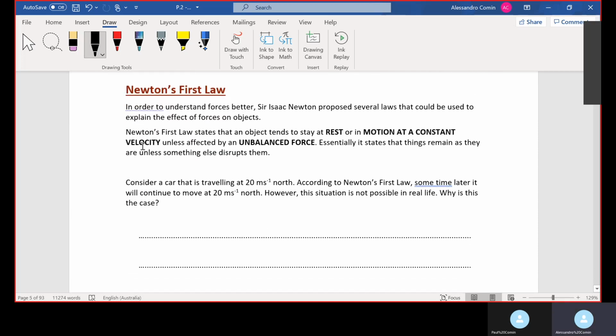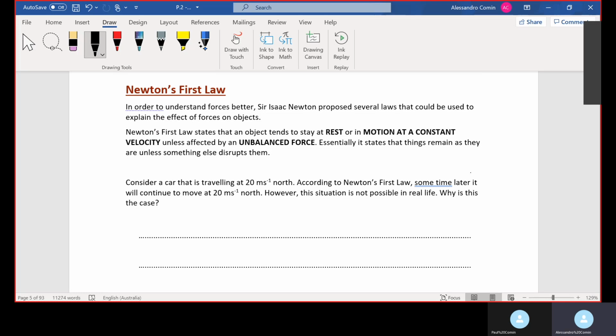Okay, so now that we finally have all of that out of the way, let's actually talk about Newton's laws. So we know what Newton's first law is. Hopefully we all remember it from year 10 physics. But Newton's first law states that an object tends to stay at rest or in motion at a constant velocity unless acted on by an unbalanced force. So what this means is that an object is going to stay exactly how it is until something else disrupts it.